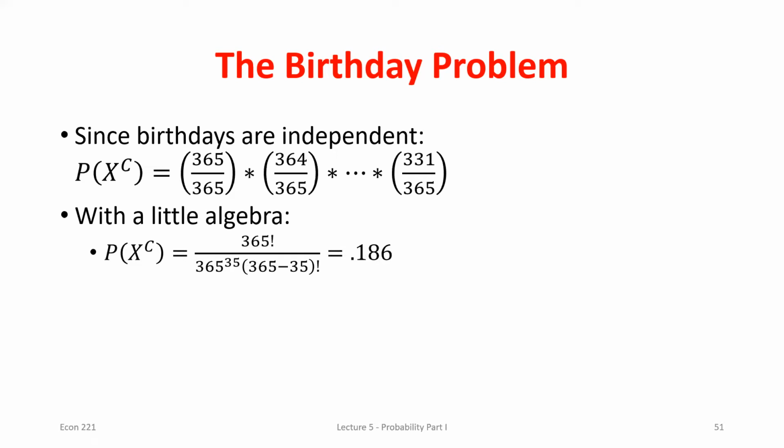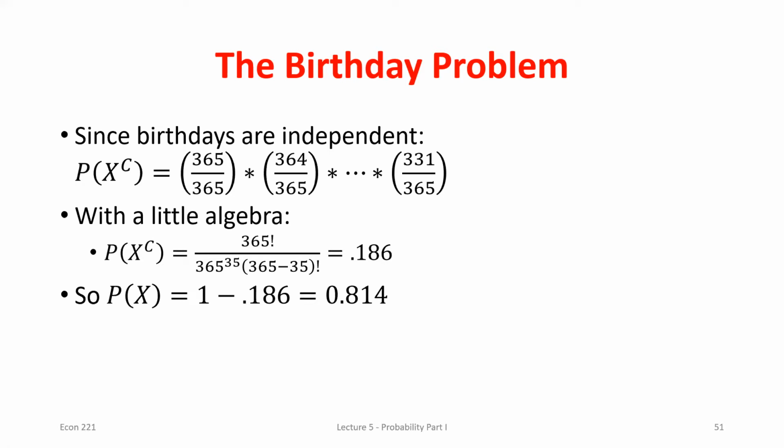X was the probability that at least 2 people had the same birthday. So we still have to subtract this from 1. So the probability that 2 people have the same birthday in a class of 35 would actually be like 80%. Okay? So it seems crazy high.